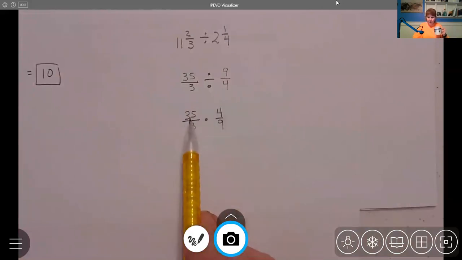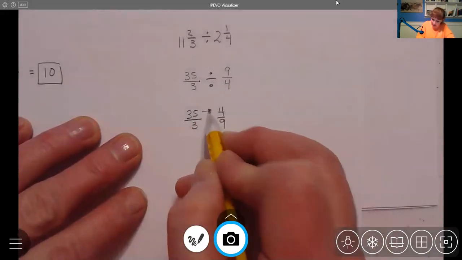Let's see, 3 does not go into this because 3 plus 5 is 8, and 3 doesn't go into 8. And 9 doesn't go into 8. So we can't use 3 or 9. Neither one of these are even, so you can't use the 4. So it looks like there's no reducing. So we're just going to have to multiply and deal with these larger numbers.